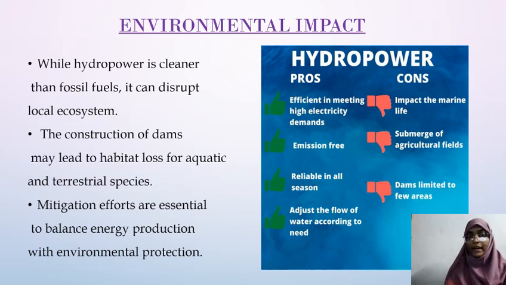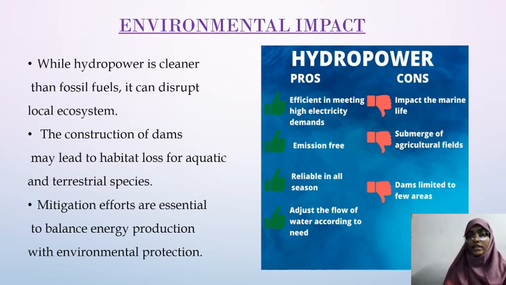Environmental impact: while hydropower is cleaner than fossil fuels, it can disrupt the local ecosystem. The construction of dams may lead to habitat loss for aquatic and terrestrial species. Mitigation efforts are essential to balance energy production with environmental protection. All the aquatic animals live in water, so if we construct a hydropower plant, it may affect them.